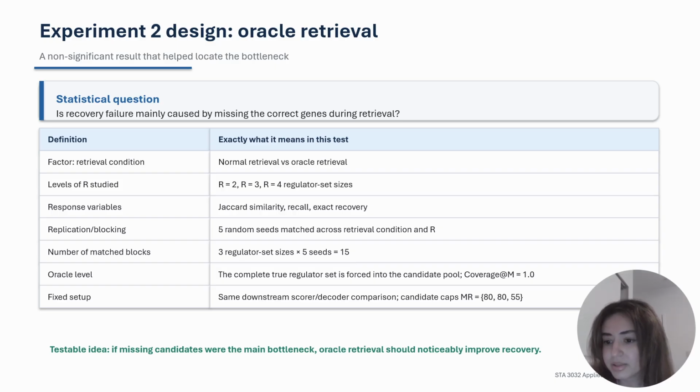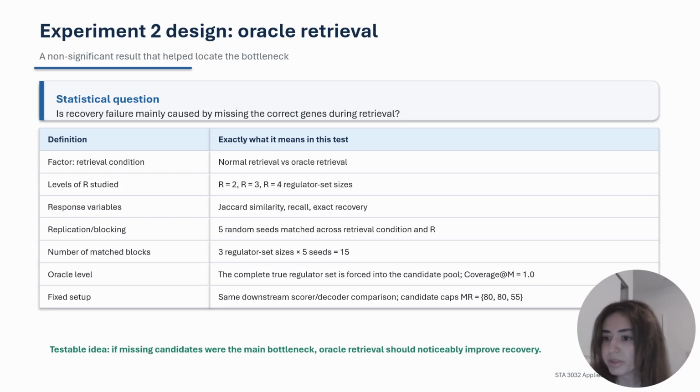Here, we had different regulator sizes, with levels 2, 3, and 4. And the factor is the retrieval condition. It means, is the pool of candidates perfect, or have we missed any of the potential regulators or not? So we have the perfect retrieval versus the normal retrieval here. This is also a factor that has two levels, and the evaluation across the levels of regulator size and the response variable are exactly the same as in the first experiment.